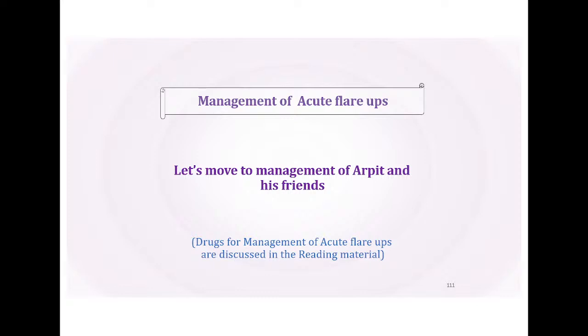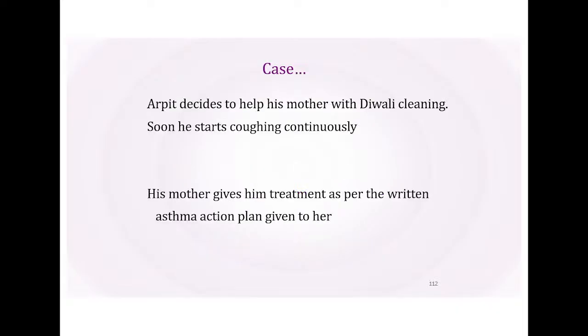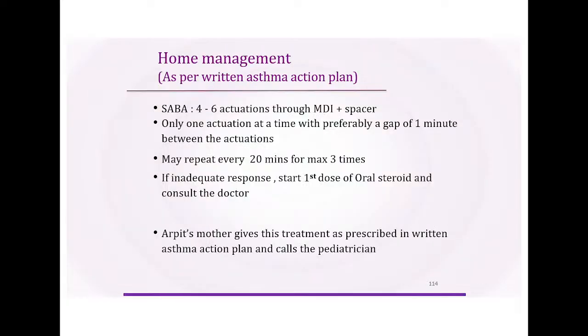So now coming to asthma exacerbation, the last part, the management of Arpit and his friends, we will discuss the flare up. Arpit decided to help his mother during Diwali cleaning, and soon he starts coughing continuously. Mother started the treatment as per the asthma action plan, the home management which we advised Arpit during discharge. She has given SABA, short acting beta agonist salbutamol, 4 to 6 actuations through MDI with spacer. Only one actuation at a time is preferred with a gap of 1 minute, and may repeat every 20 minutes for a maximum of 3 times. If inadequate response, start the first dose of oral steroid and consult the doctor. This has to be mentioned in all asthma action plans. If any child is getting exacerbation, then we have to advise this combination.